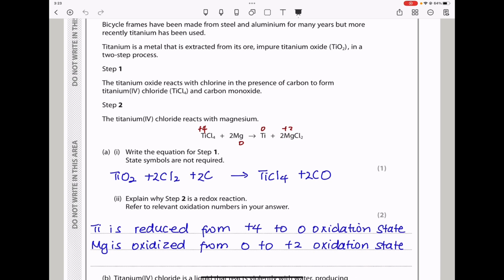They say write the equation for step 1. State symbols are not required. So they say titanium oxide reacts with chlorine and carbon to form titanium(IV) chloride and carbon monoxide. The rest is just balancing.